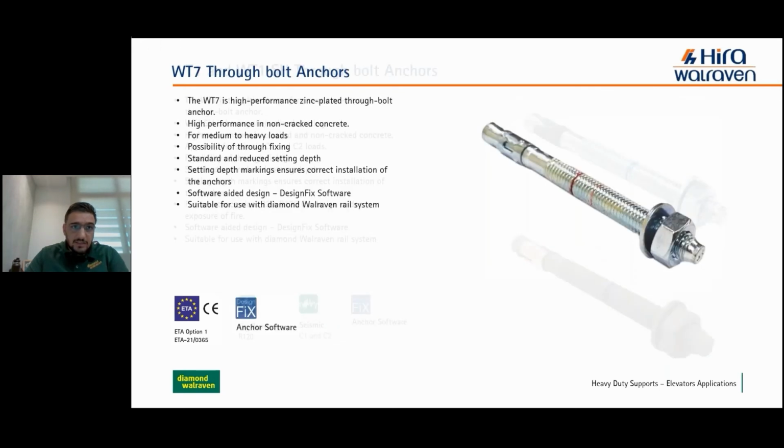The other type is the WT7, which is through bolt option 7, approved for non-cracked concrete for medium and heavy loads. It has the same features, reduced and standard depth, and is also software aided design with the DesignFix software.